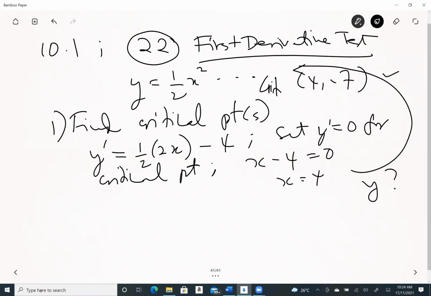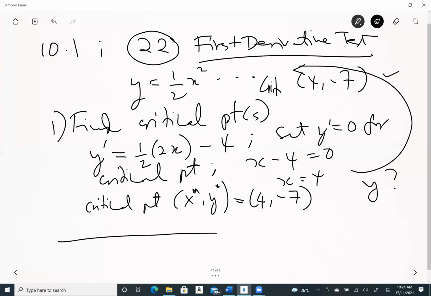So you do that. Our critical point, call it x star, y star, is equal to 4, -7. Now you have the intervals. Based on that critical point, you have the intervals. One way to check the interval, you don't have to do this, because we already know how to do it, but just to give intuition.